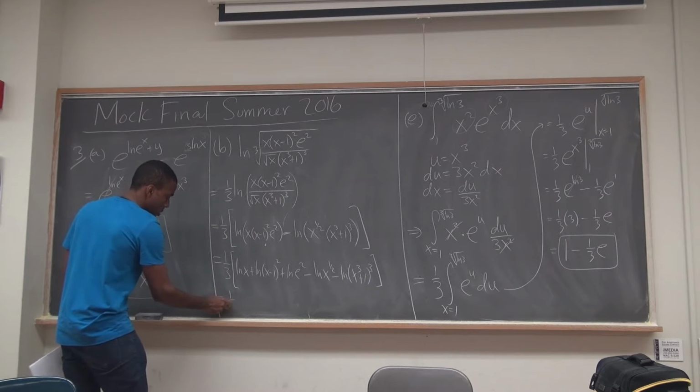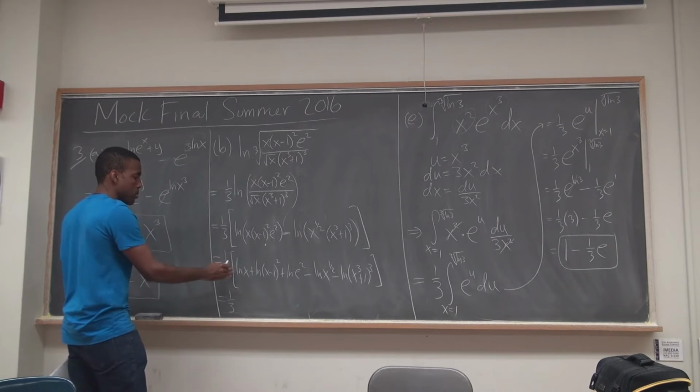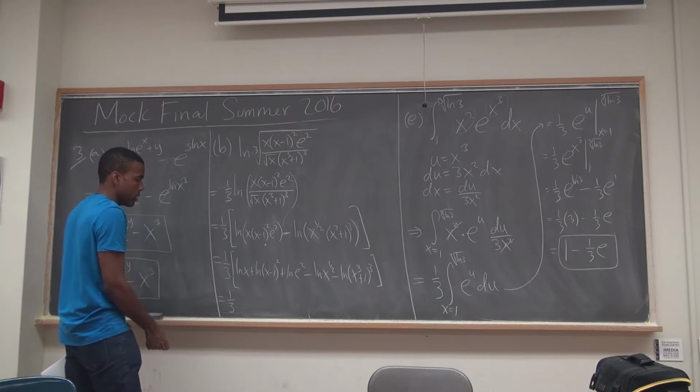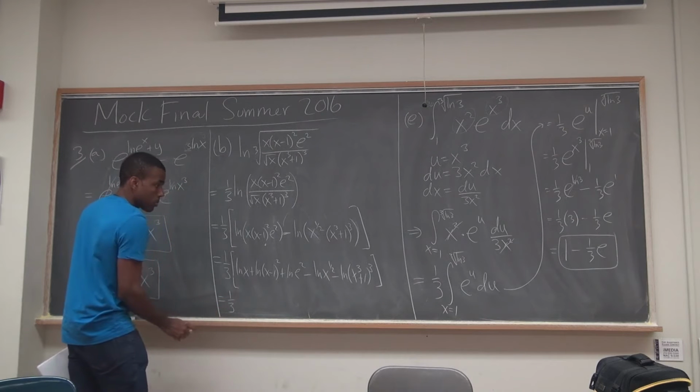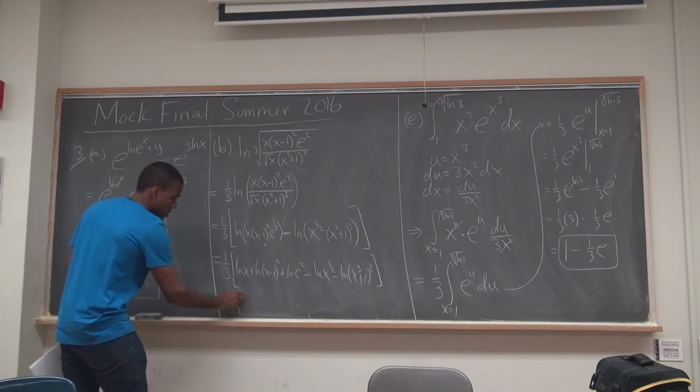You want it to be something as simple as possible. Just ln of something, maybe multiplied by a constant. You don't want any powers all over the place or anything like that. Okay. So now you distribute the 1/3.